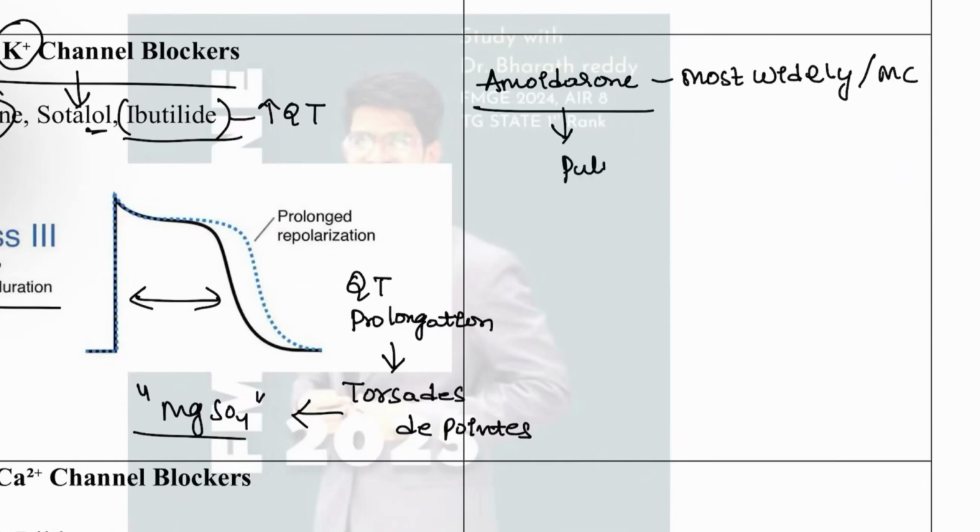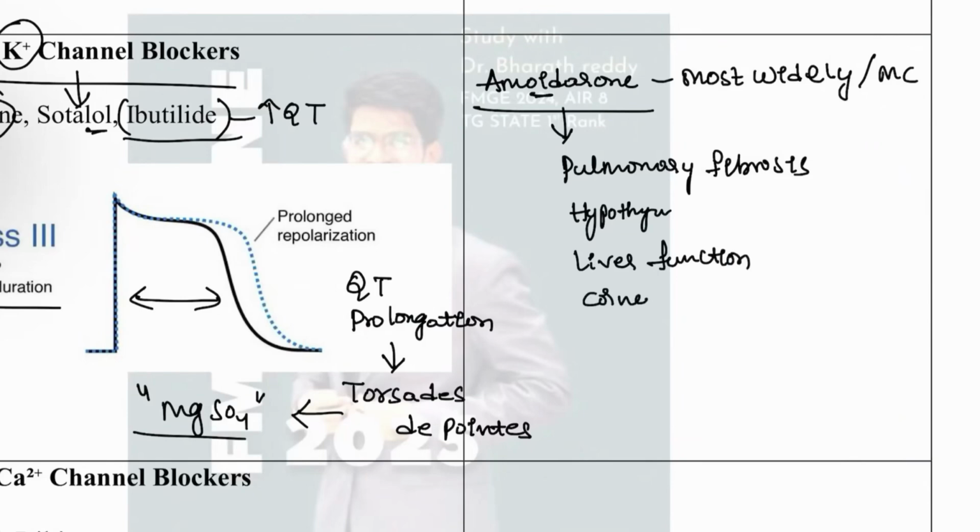One is pulmonary fibrosis. It can cause pulmonary fibrosis in patients, and even hypothyroidism. In patients suffering from thyroid diseases, if you are giving this drug, it can worsen the thyroid disease because it is iodine formulated. 40% of the drug is iodine. That's why it can cause hypo or even hyperthyroidism. In patients using this drug, liver function tests can be deranged, and we can see corneal deposits in these patients.